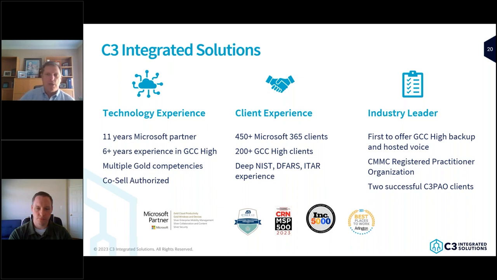They evolve at different paces as well. Different features roll out at different times for all of them, so there's not always parity there. We do have over 450 clients in Microsoft 365. Almost half of those are in GCC High itself.